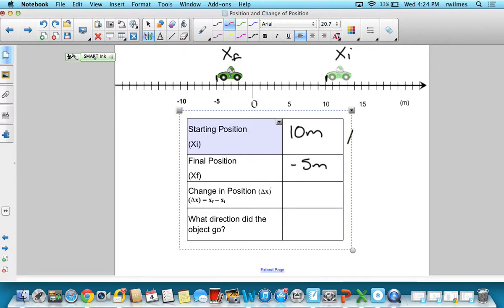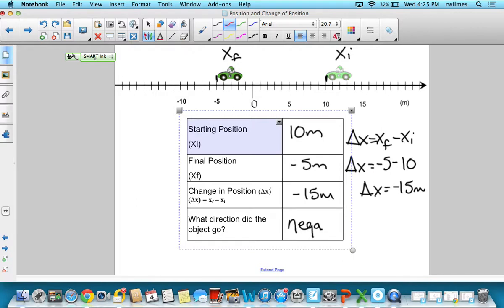When I do change of position equals xf minus xi, let's see what I got. My final position is -5. My initial position is 10 meters. So my total change of position is -15 meters. What direction did this car go? This object went in a negative direction.